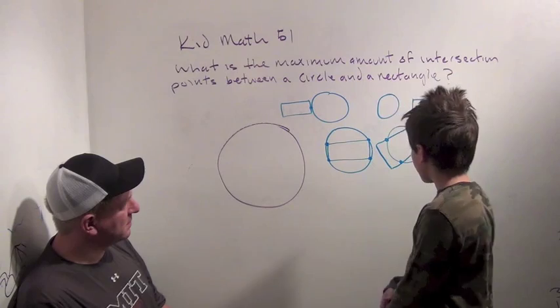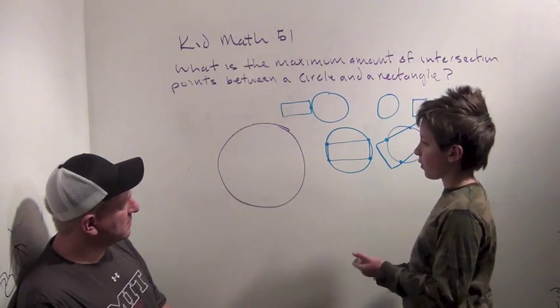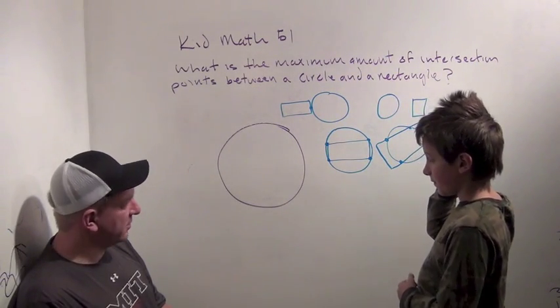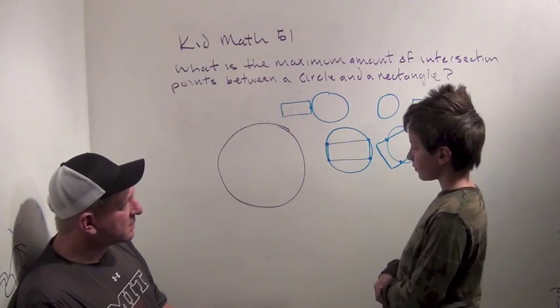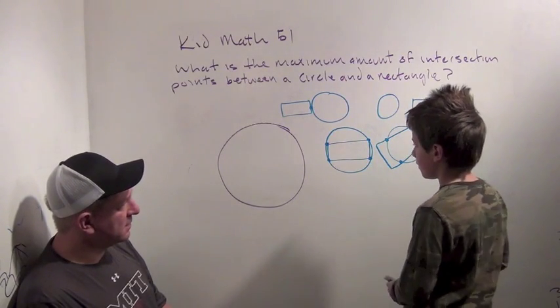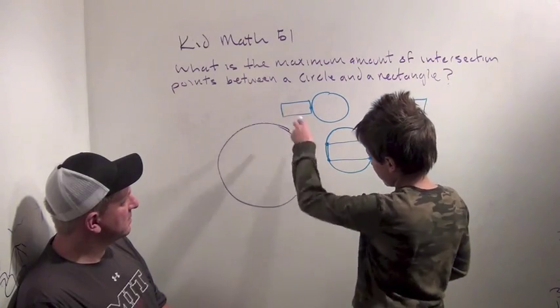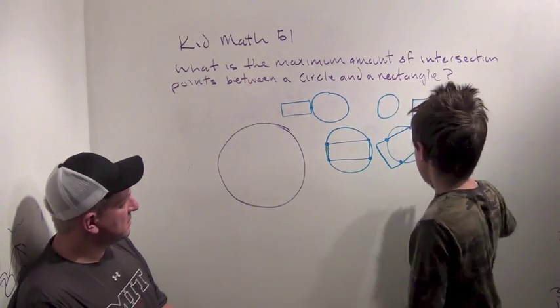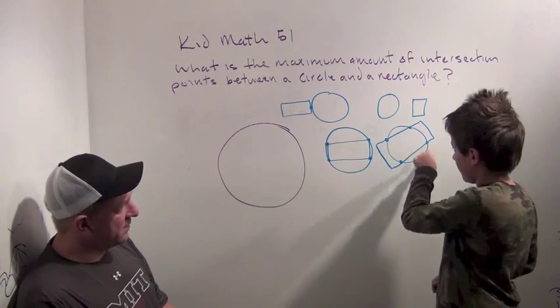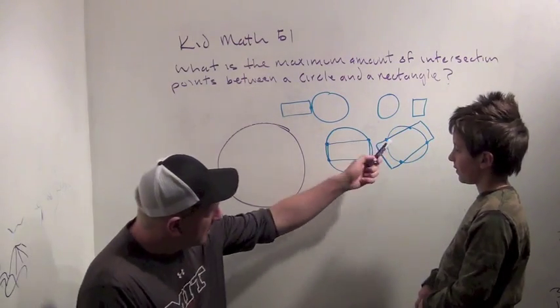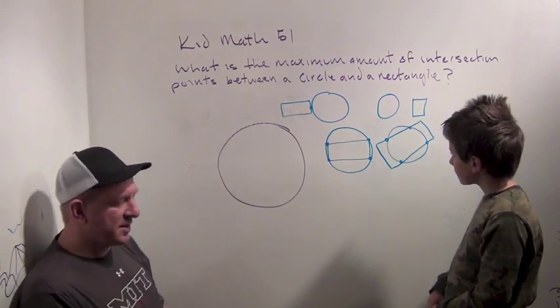Well, a rectangle has 4 corners. It does have 4 corners. So even if we make it bigger like this, it's still going to have 4. If you make this one bigger, you're just kind of stuck with 4.